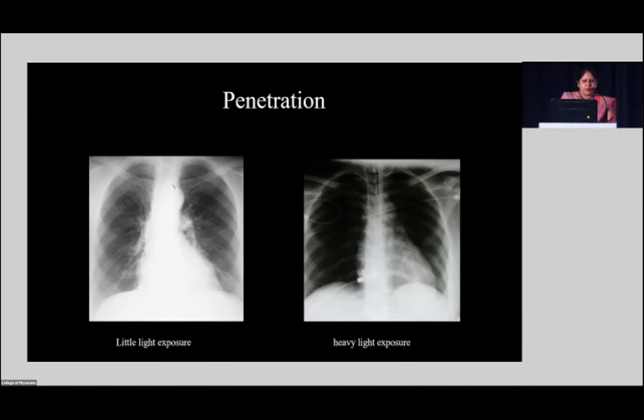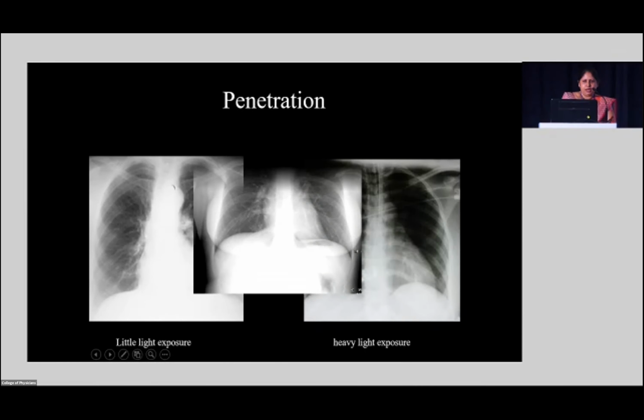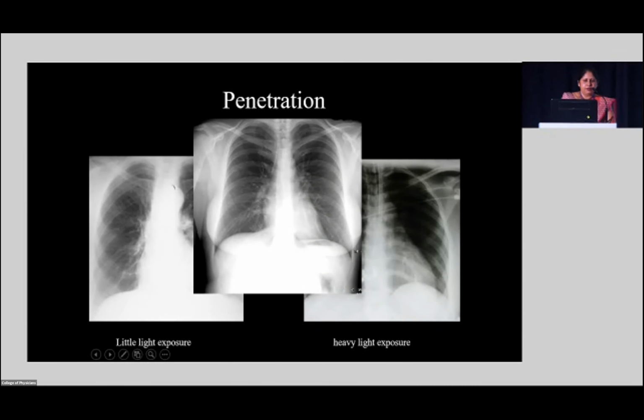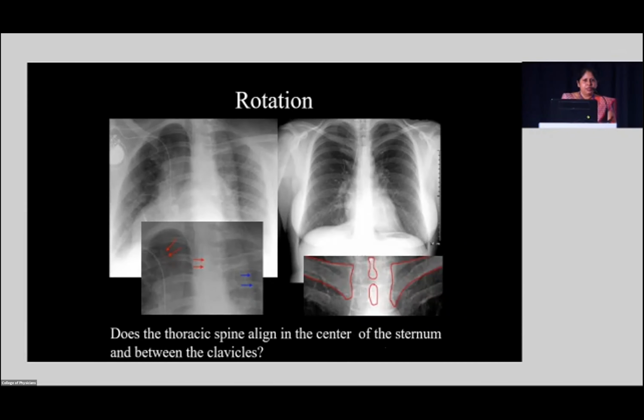And see the penetration. The posterior vertebral bodies should be seen vaguely through the cardiac shadow. Here you can't see the spine through the cardiac shadow, whereas here you can see it very well, as opposed to a well penetrated X-ray where the vertebral bodies should be seen vaguely through the cardiac shadow. So all these things have to be there to interpret an X-ray well.